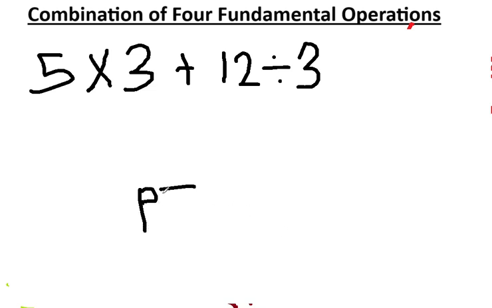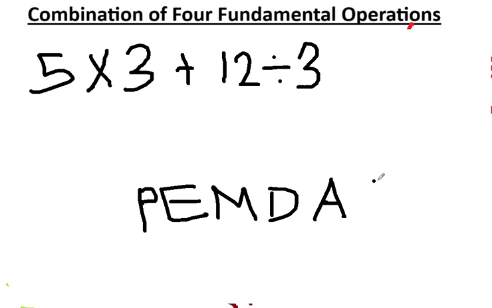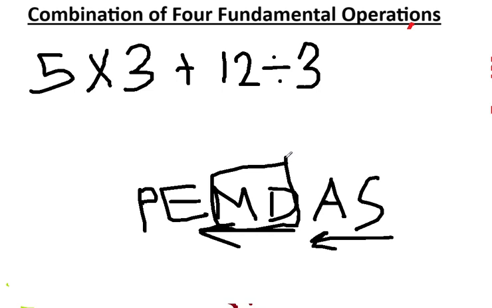I'm going to do this sum in two ways, okay? According to the rule of PEMDAS, we are moving from the right side to the left side. So this forms a different group, this forms a different group. First we are going to consider division and then multiplication. Addition and subtraction is going to come later on in the expression.